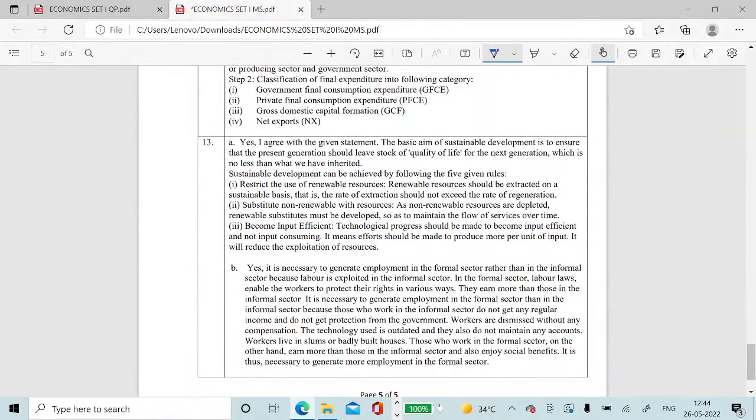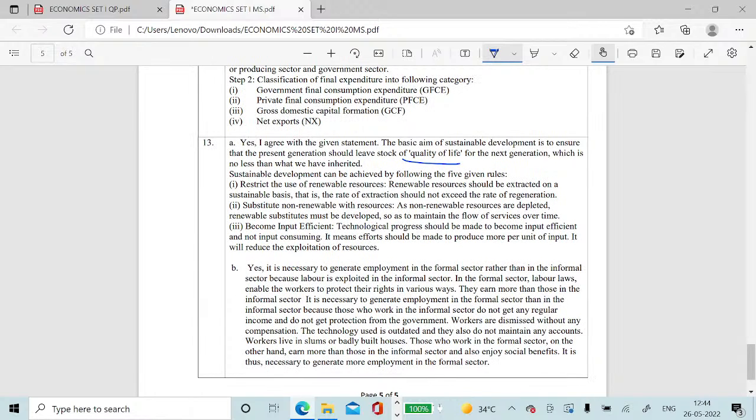Answer 13. A. Yes, I agree with the given statement. The basic aim of sustainable development is to ensure that the present generation should leave stock of quality of life for next generation, which is no less than what we have inherited. Sustainable development can be achieved by following the five given rules. First, restrict the use of renewable resources.